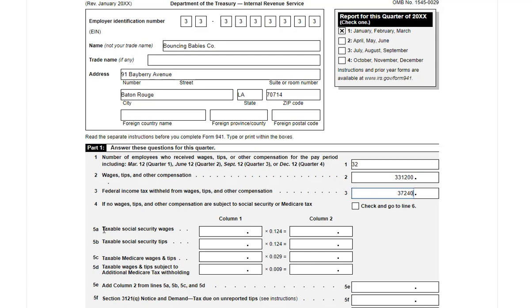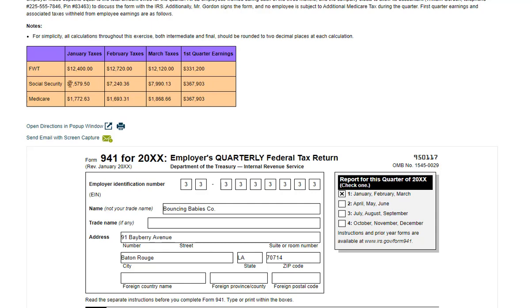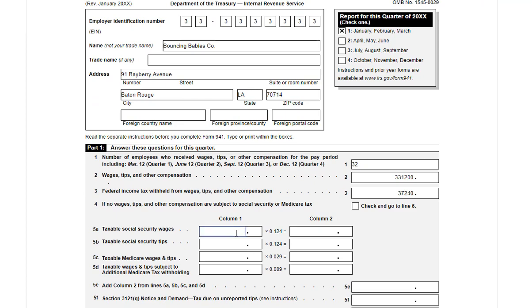Line 5A, we need to report the taxable Social Security wages in column 1 and then times 12.4% to arrive at column 2. Well, first, let's do column 1. The taxable Social Security wages. Here in the data chart, Social Security, the first quarter earnings or wage, that's $367,903. And then we need to multiply by 0.124.